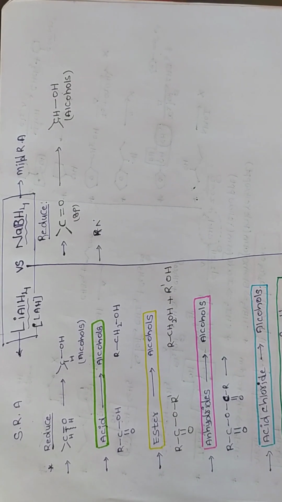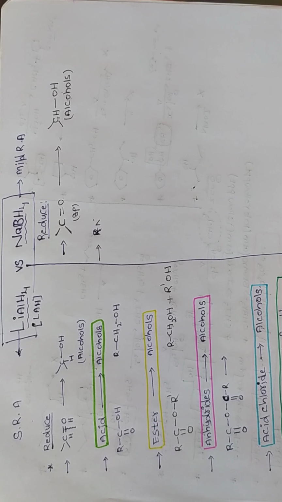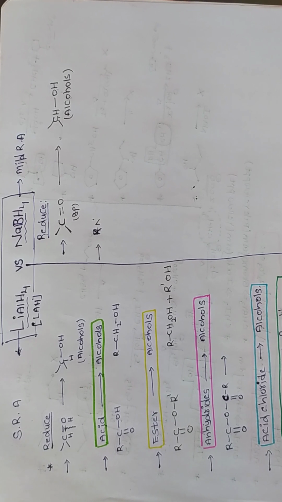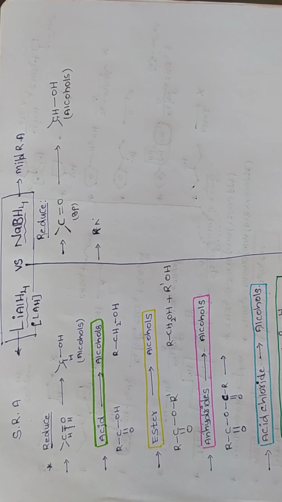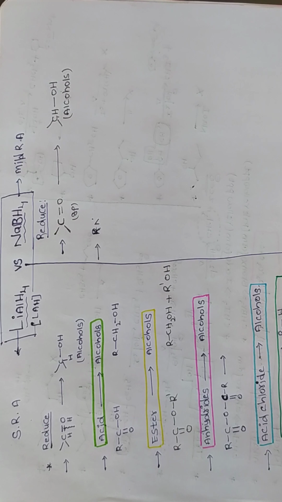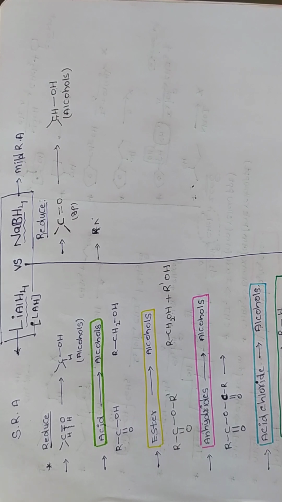In this video, we are going to discuss lithium aluminium hydride versus sodium borohydride. Lithium aluminium hydride and sodium borohydride act as reducing agents, that means they reduce other compounds. Here, lithium aluminium hydride is called a strong reducing agent. Sodium borohydride is called a weak reducing agent.